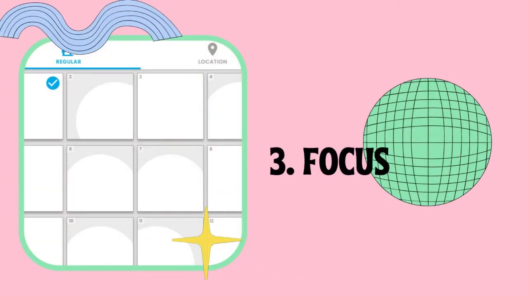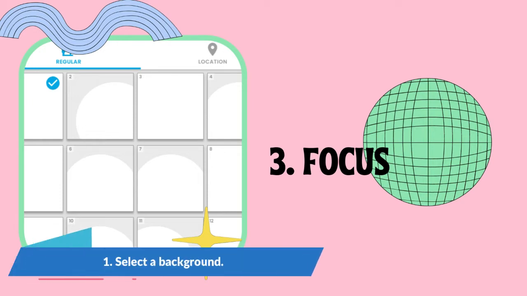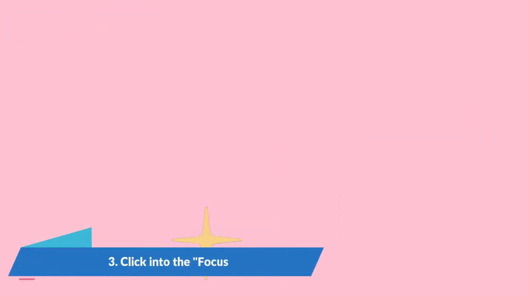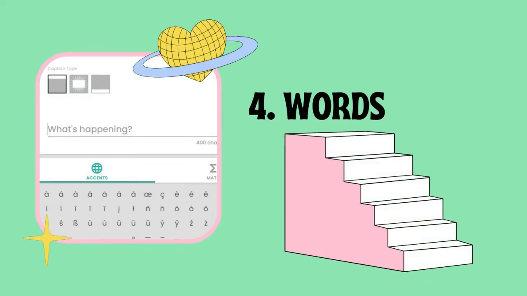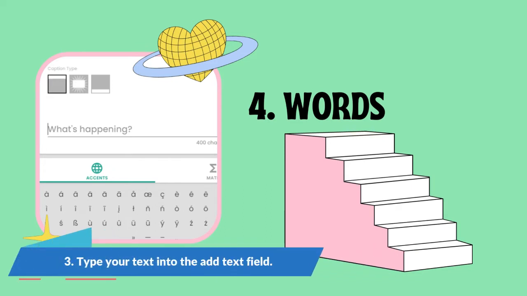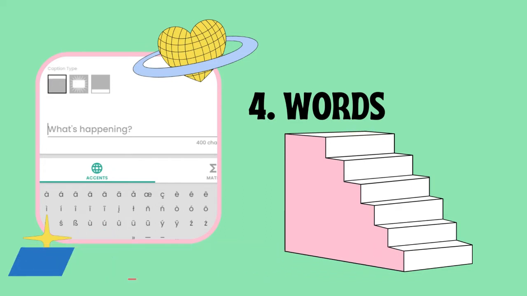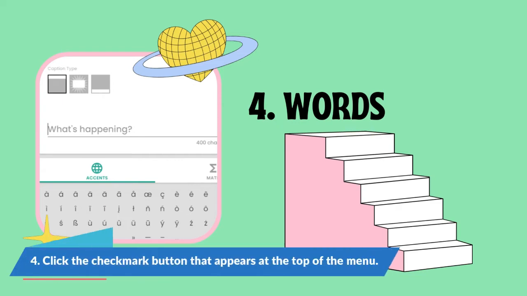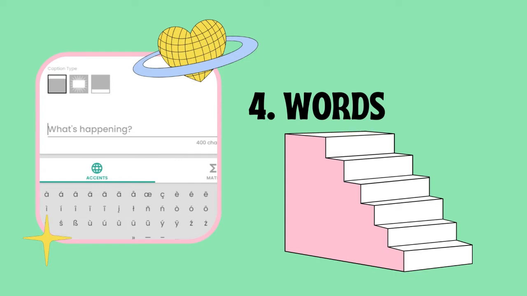Third, focus. You are able to change the way your slide looks a lot by playing with the focus. First, select a background. Second, add a character. Third, click into the focus. And lastly, words. Click the Words tab. Click the Add Words button of a character you'd like to add words to. Type your text into the Add Text field. Click the checkmark button that appears at the top of the menu. This will add your text to the panel.